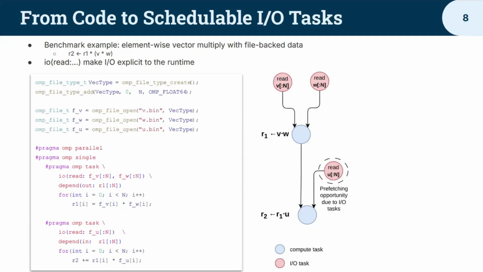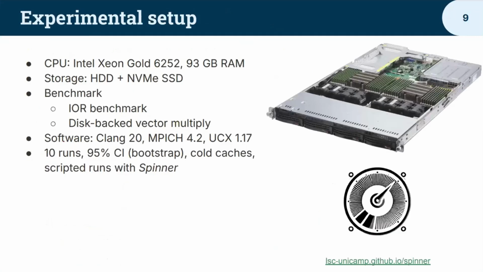So this is not only an IO task, but a runtime that is aware that this task is not computation intensive, but rather hard disk access intensive. Let's go to our experimental setup. Again, we're using Spinner for the parameter sweep, graph plot, and confidence interval calculation, a tool that we made in-house. And that is what we use to provide the artifacts for the article.